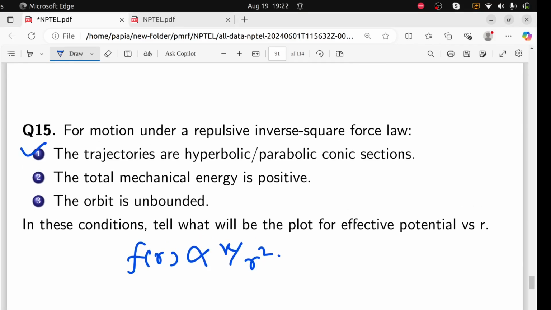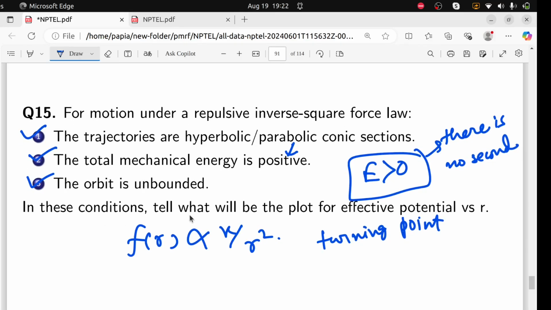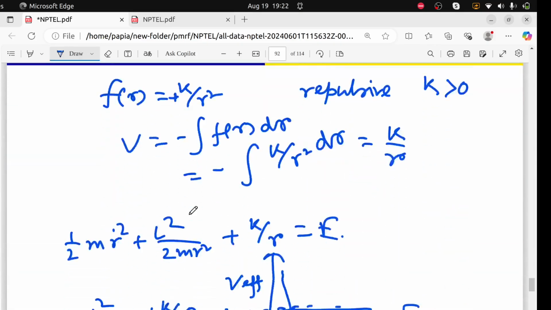The total mechanical energy is positive. Yes, for this case, like parabolic and hyperbolic sections, the total mechanical energy is positive. That is good. The orbit is unbounded. Yes, the orbit is also unbounded, because we can see that E is greater than 0, that means there is no second turning point. Okay, so the orbit is unbounded.